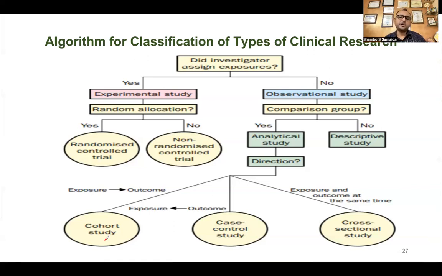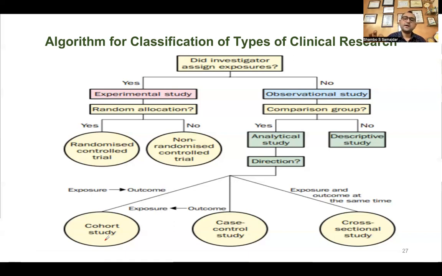Again, when we are talking about an analytical study, the direction is important. If I am going from exposure to outcome, that is the cohort study. From outcome, going back to the exposure, that is the case control study. And when the exposure and outcome are captured at the same time, like a snapshot, that is the cross-sectional study. And when we are talking about an experimental study, if there is random allocation, then that is a randomized controlled trial. If not, that is a non-randomized controlled trial.